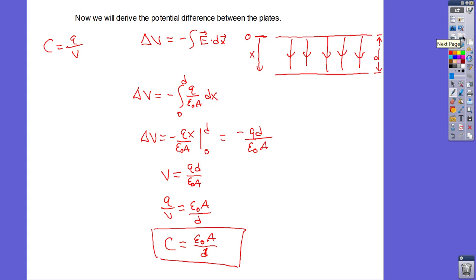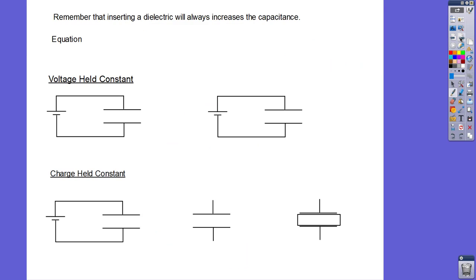A couple other things about capacitors really quickly. A dielectric, when you insert a dielectric, remember the dielectric always increases the capacitance. Always, always, always increases the capacitance. Okay? So they tend to have two kinds of questions with the dielectrics.